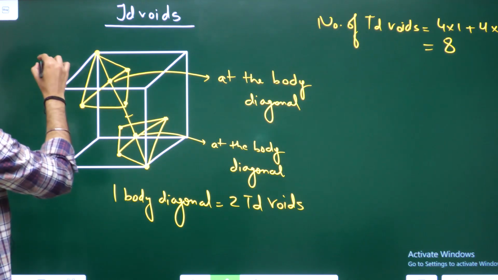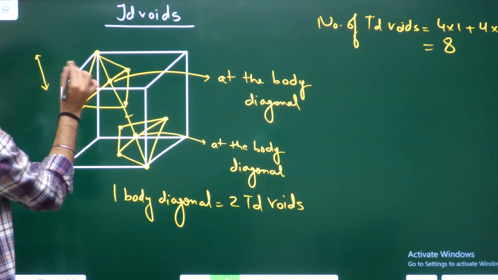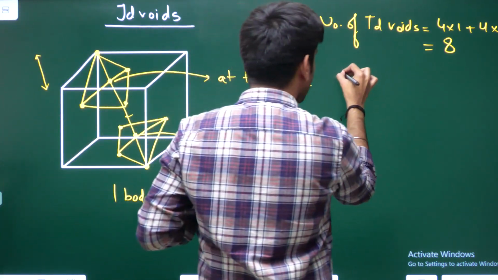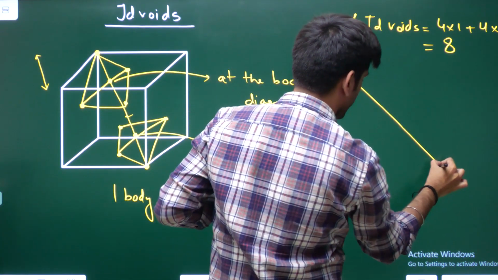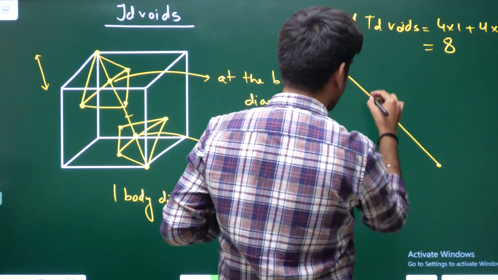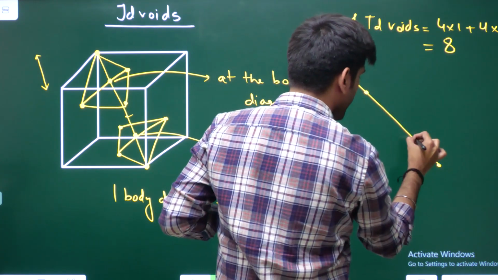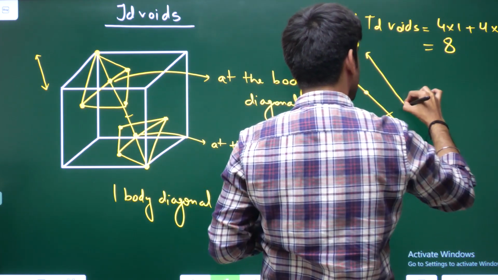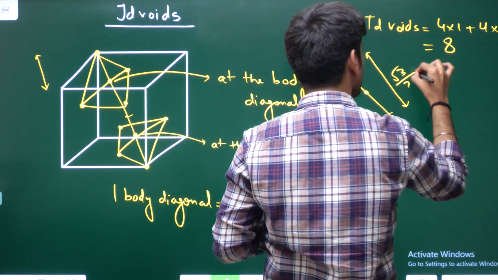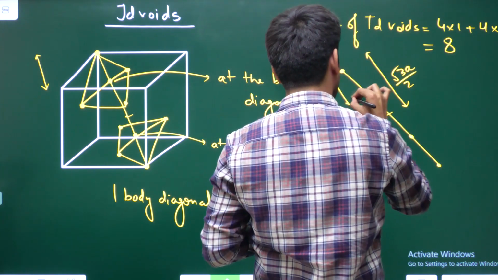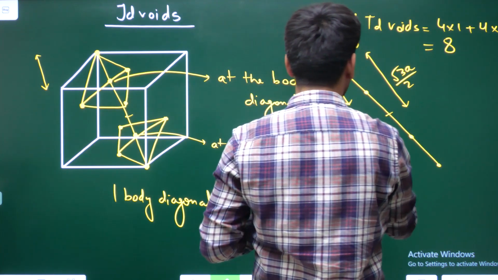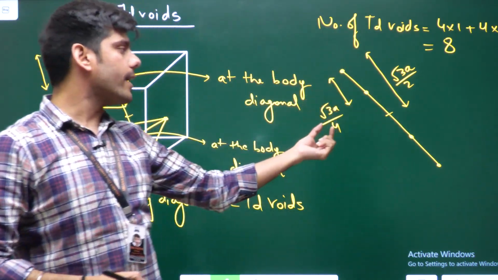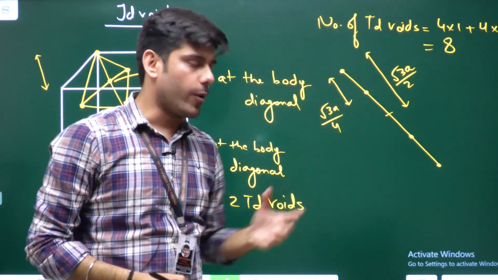Again, if I want to know the distance of the tetrahedral void from the cornermost atom, this body diagonal is basically divided into 4. These are the cornermost atom. Here is a tetrahedral void. Here is a tetrahedral void. This is the body center. So you know that this distance is root 3a by 2, then this distance comes out to be root 3a by 4. So the distance of a tetrahedral void from the cornermost atom is root 3a by 4.